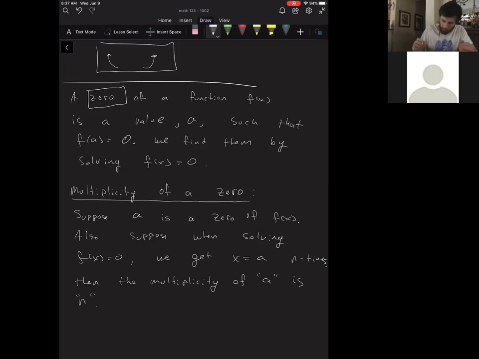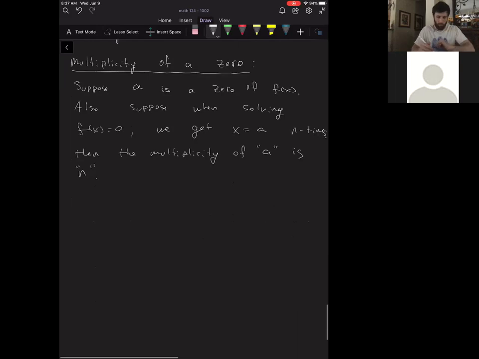So what do we mean by that? Let's just do it with an example. Let's suppose we want to solve, just an easy example, something like x minus 3, squared.